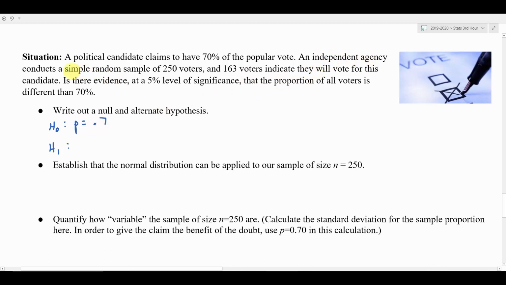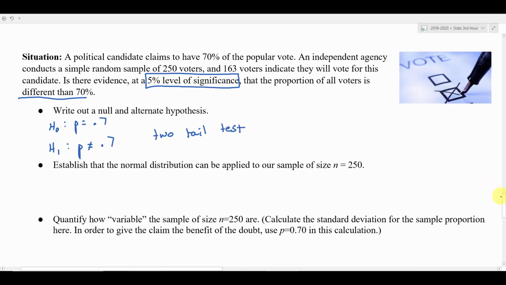So an independent agency conducts a simple random sample of 250 voters, and 163 voters indicate they will vote for this candidate. Is there evidence at a 5% level of significance that the proportion of all voters is different than 70%? Notice the word different doesn't say less than or greater than, it just says different than 70%. So our alternate hypothesis is that the proportion is not equal to 0.7. And because of that not equal statement, we see a two-tail test.